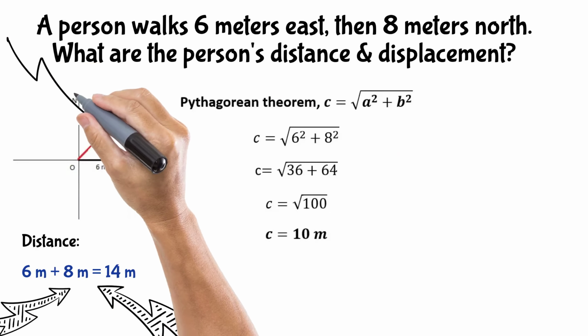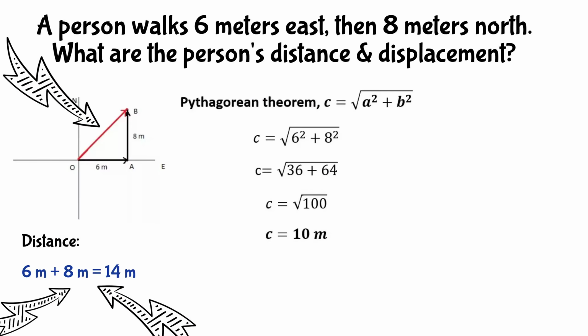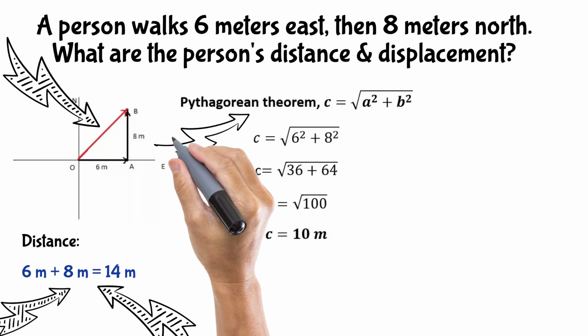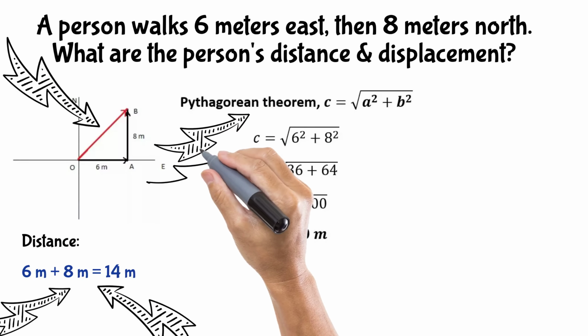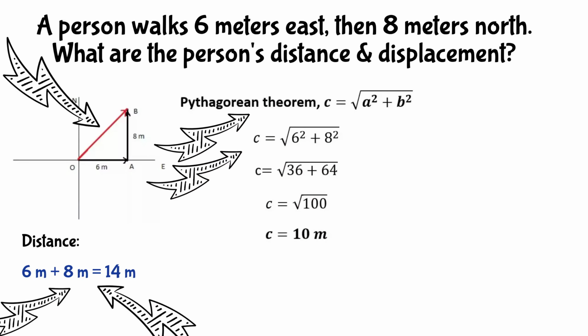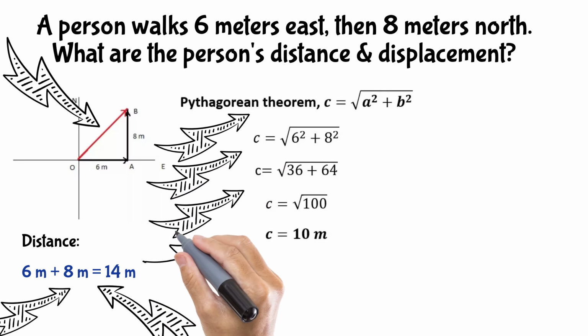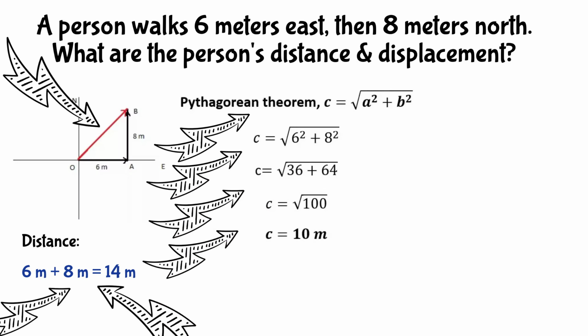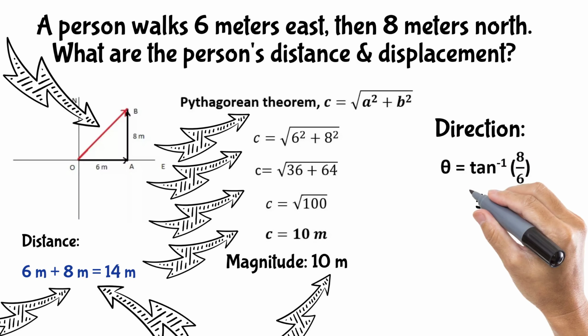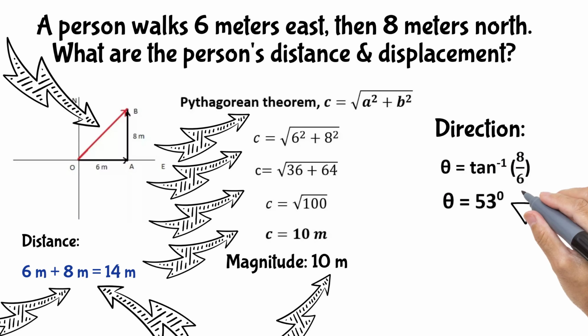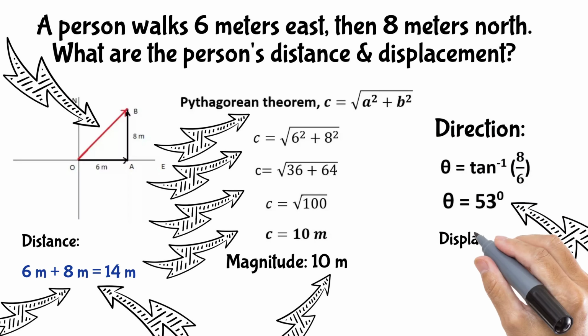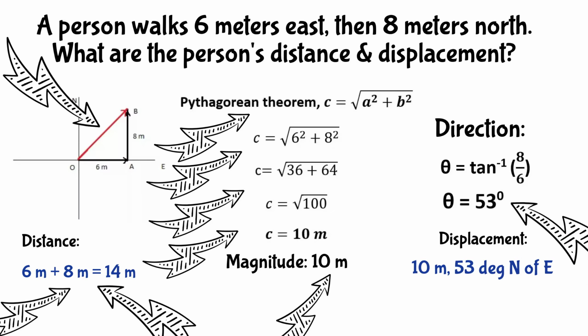For the displacement, we need to determine the shortest straight-line path using the Pythagorean Theorem. c equals square root of a squared plus b squared. Substituting the values, c equals square root of 6 squared plus 8 squared. So we have square root of 36 plus 64, which is equal to the square root of 100, which is 10 meters. To calculate for the direction, we'll use arctan of 8 over 6, which is approximately 53 degrees. Therefore, the displacement is 10 meters at 53 degrees north of east.